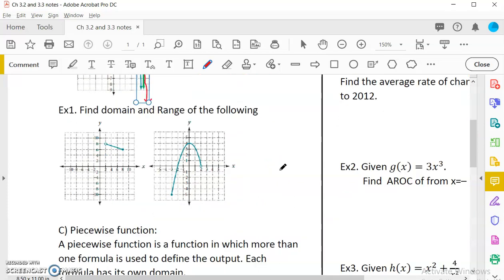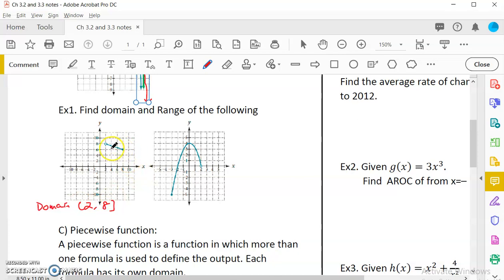So let's do two more examples. This one, you have an open dot and then a solid dot at this point. For domain, what are all the x in this particular line? It is from 2 to 8, but at 2 it is open, so it doesn't include 2, but at 8 it is closed.